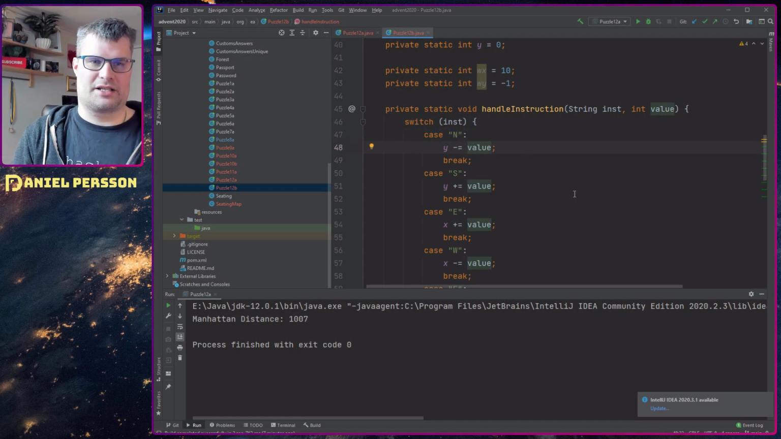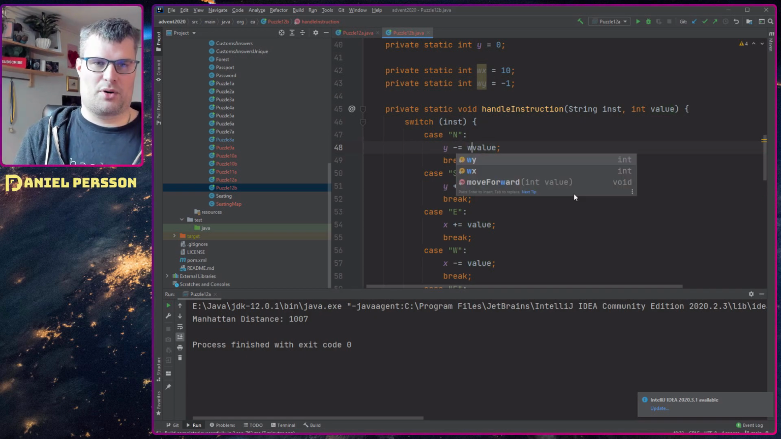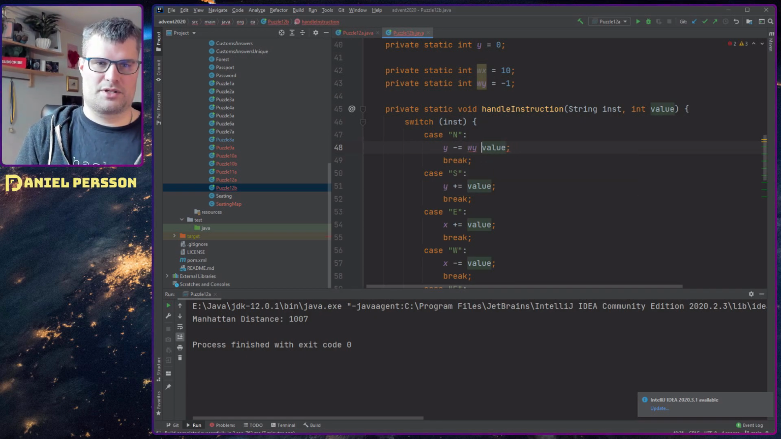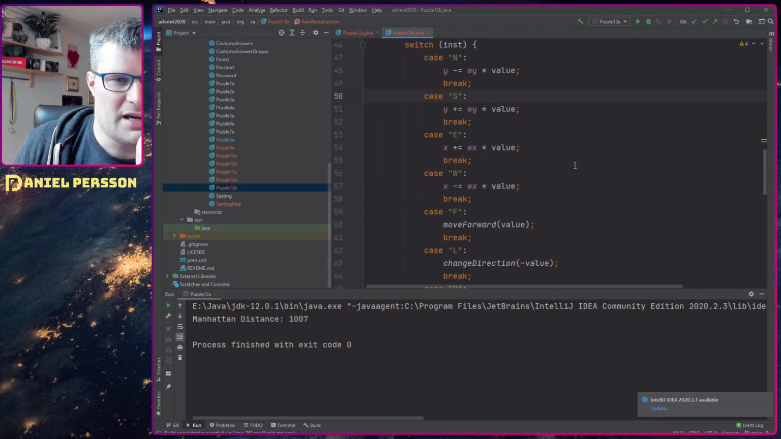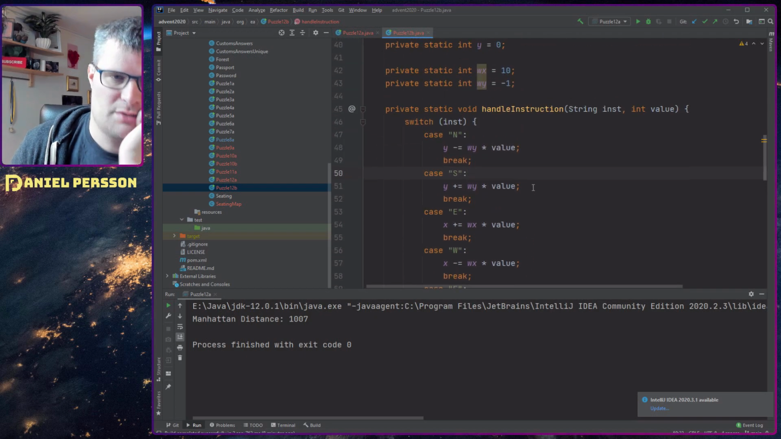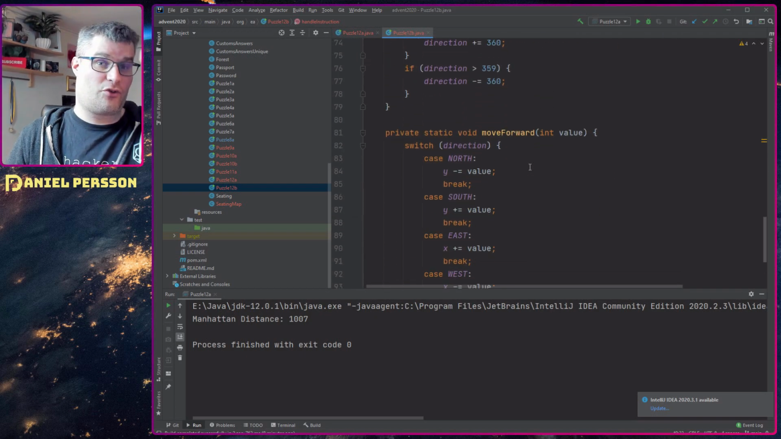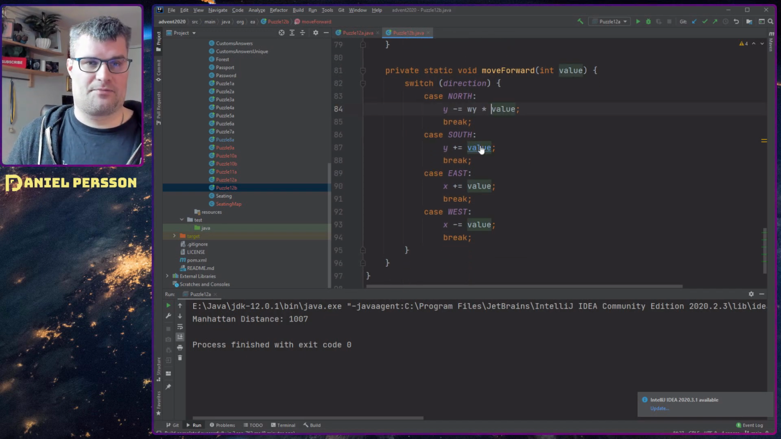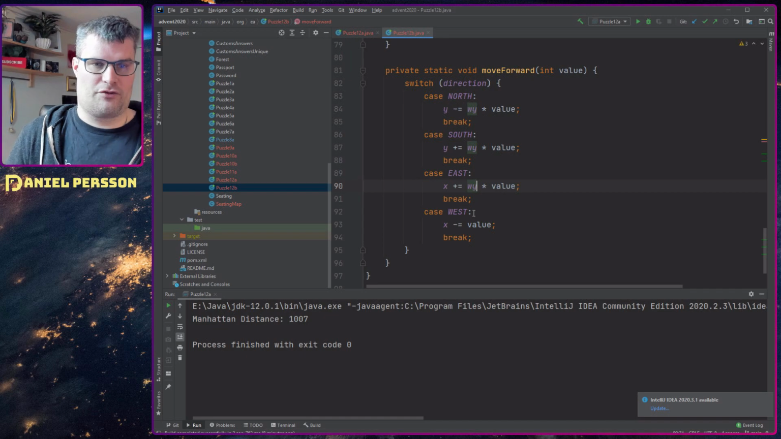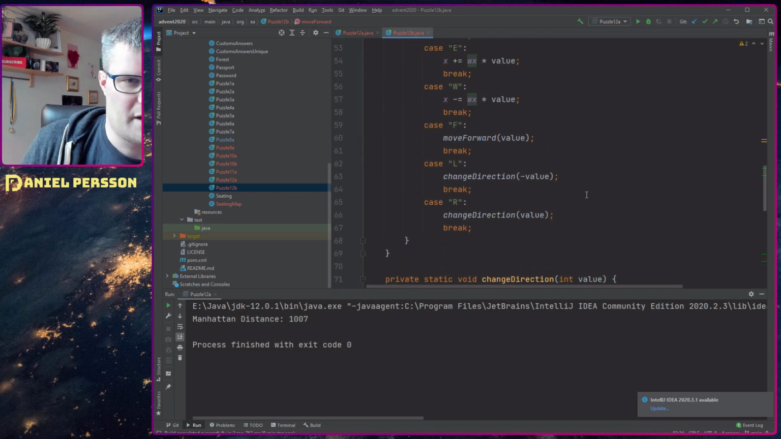But the difference here is that we will take the waypoint y times the value. And here we will take the waypoint y, waypoint x, and waypoint x. So those are the movements. No, those are not the movements. It's just the forward that will do that. So let's do this on the forward. So that will change the forward direction.